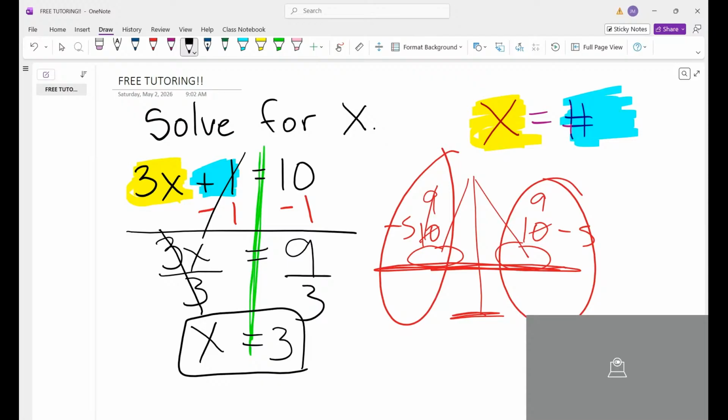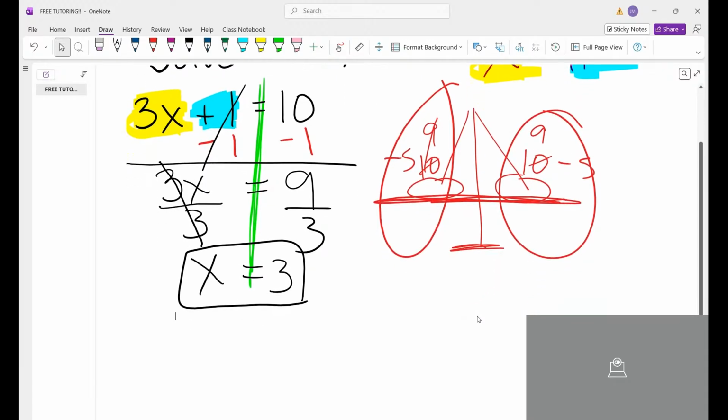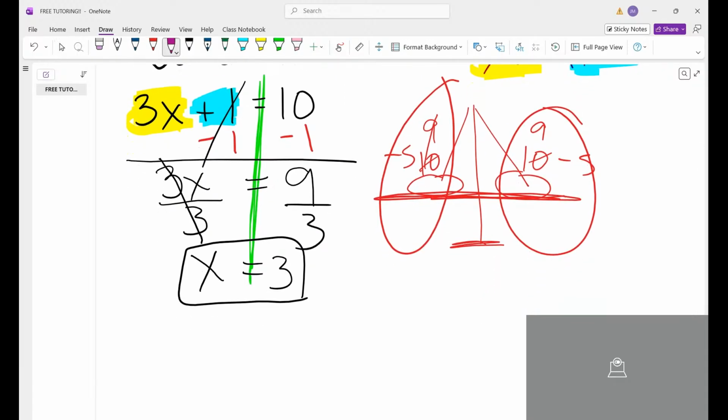You could always go back in and plug it into x, and see if it's the correct solution. Let me go actually and show you how to do that. Just let's say you're taking a test or you're doing something and you just want to be 100% sure this is the correct answer. So what you do is, let me just rewrite the equation again.